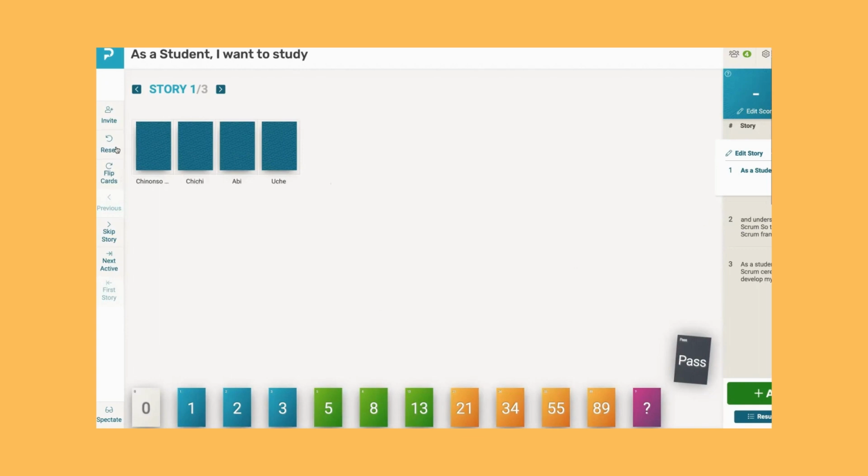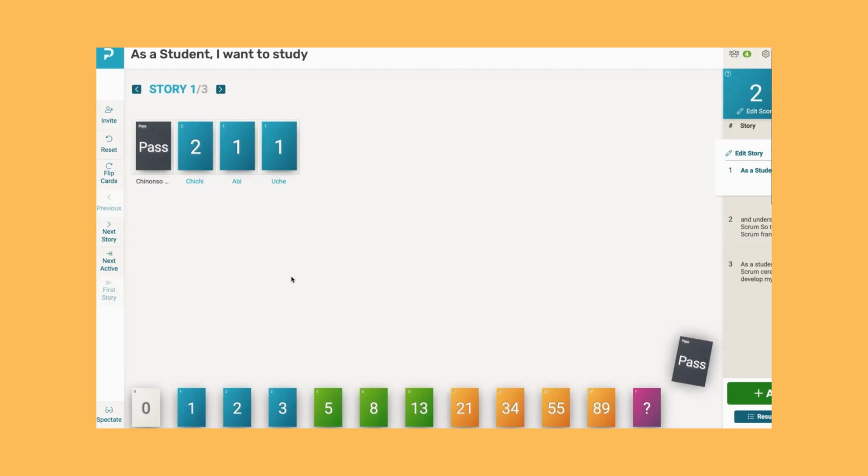Let's see. So now we flip the card. Chichi, you estimated 2, Abby estimated 1, and Uche estimated 1 for the story. And now what happens is it gives us an average of 2. So planning poker will give you the average of that story point. So now we put 2 in front of that story, and we consider that story as 2 story points.